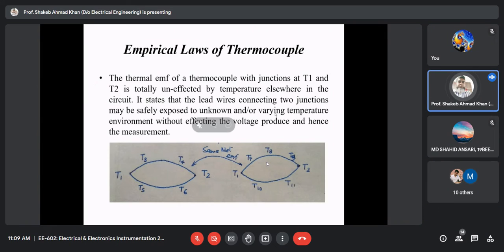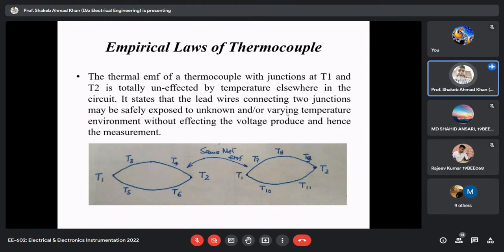Thermocouple, because of this behavior. Means we'll discuss along with it. We'll discuss the significance also. Now I want you to try to concentrate on the diagram. This is a symbolic representation of law 1. This is your law 1, you can see.